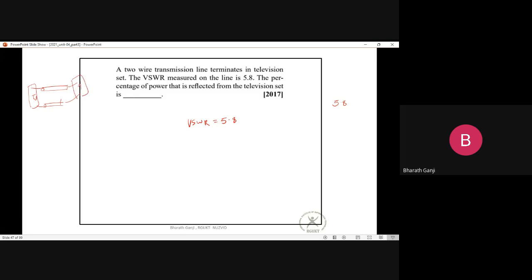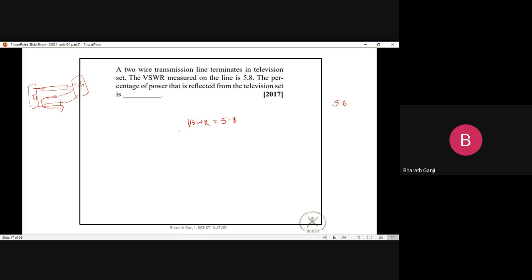I think the power is coming from the antenna and going into the TV, and on this line they observed a VSWR of 5.8. So if the VSWR is 5.8, they're asking how much power will be reflected back at the TV. Means what will be the percentage of power reflected back? How do you calculate this? Magnitude of reflection coefficient square.